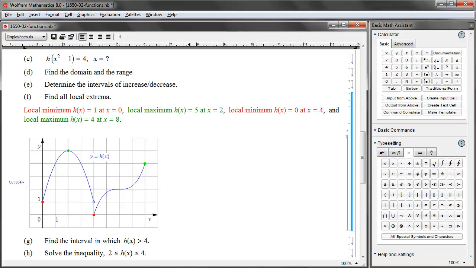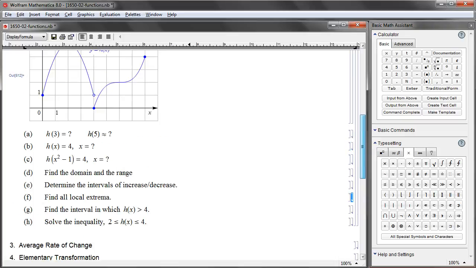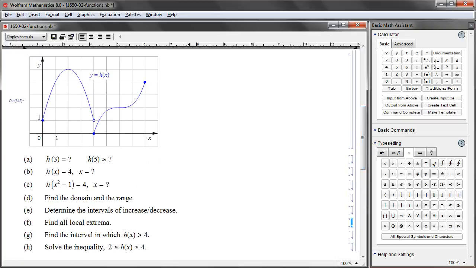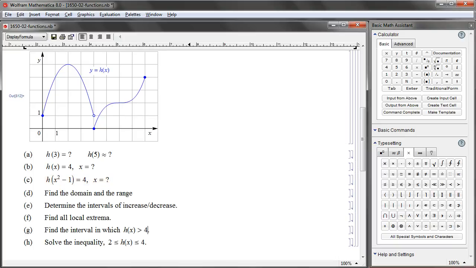Okay, now let's move on to inequality. Let's see. Do you think this kind of problem was tough, B or even C? Well, still these problems are equation problems. We have equality. Inequalities are generally harder than equations, so you should be prepared. Find an interval in which h of x is greater than 4.